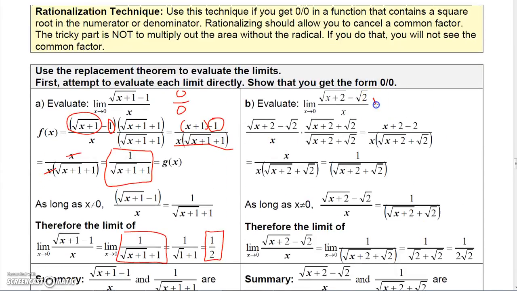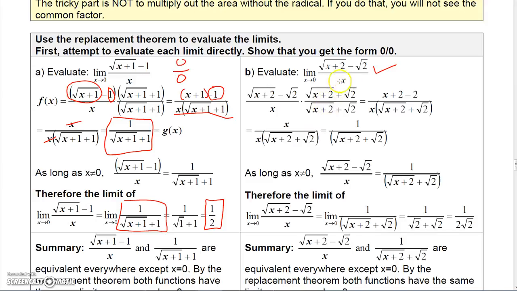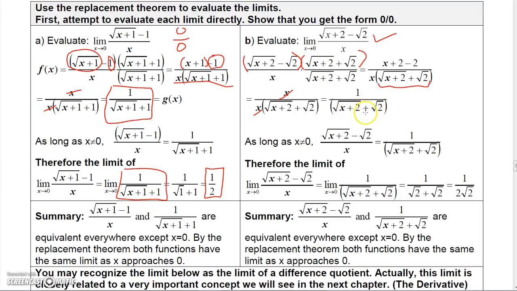Okay, here's another one. Same thing. If I plug 0 in, I'm going to get 0 over 0, so I can't do that. So I'm going to rationalize it. So I'm going to take the numerator and multiply it by its conjugate. And then when I multiply these two together, I get x plus 2 minus 2, which is just x. And then on the bottom, I get x times this conjugate. And then x over x is 1. And so I get 1 over this.